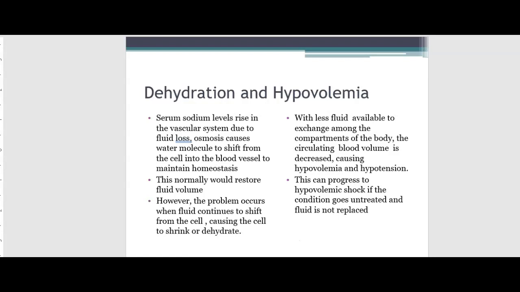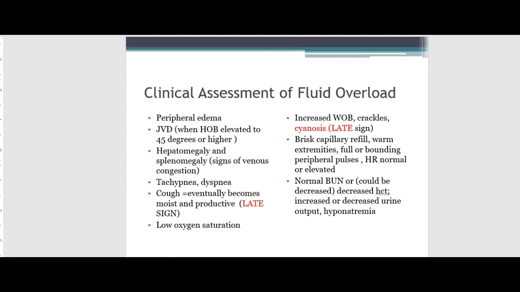And then as we keep going on, we have our clinical assessment of fluid overload. Overload. You know how you're doing your assessments on your patients and you're checking for JVD? You're checking to see if that patient has fluid overload. Peripheral edema, you're looking for JVD. What should the head of the bed be? 45 degrees, right? Or higher. You're checking the liver. You're checking for the breathing. Are they breathing fast? Do they have a cough? Is that cough moist or productive?